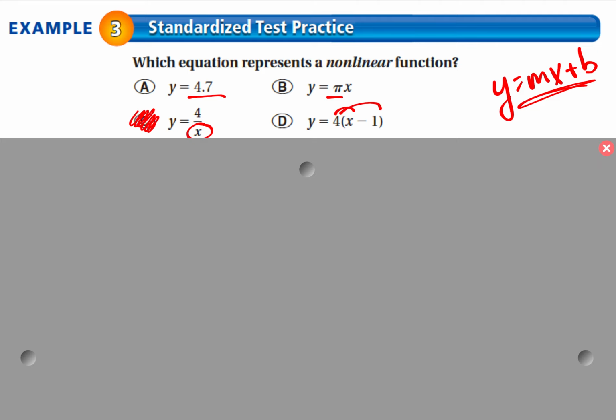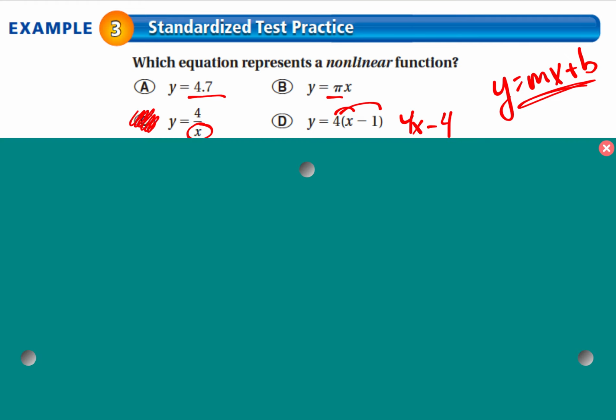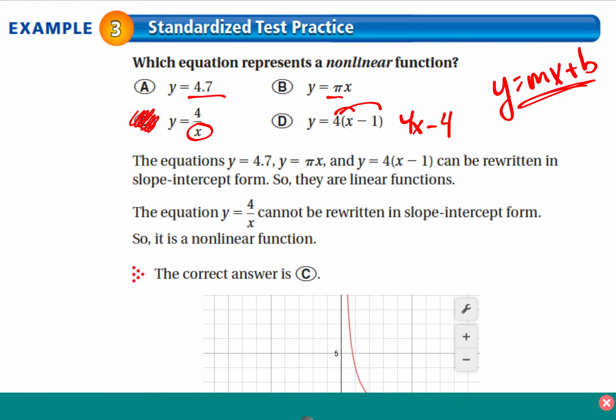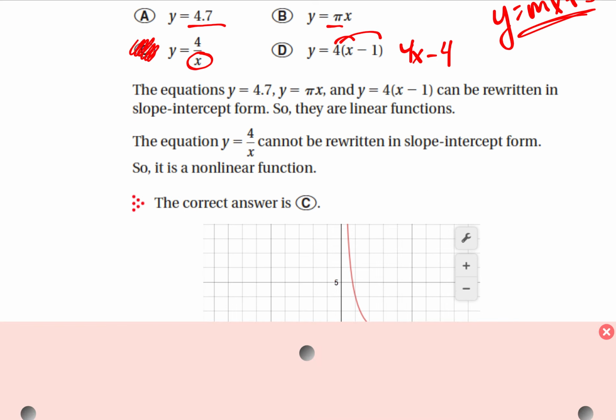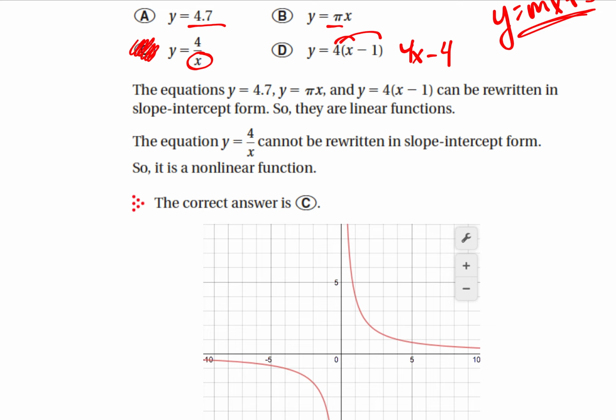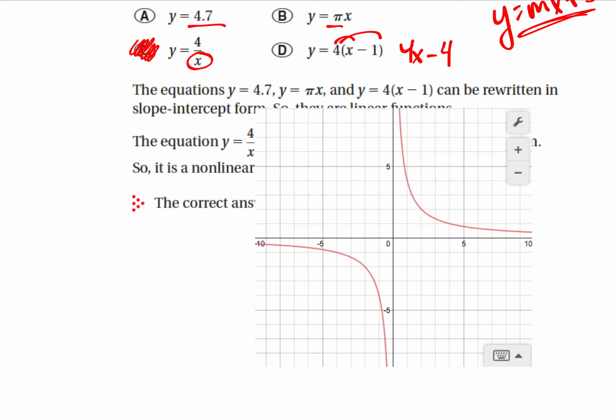This last one, if you distribute it, you'll find the slope is 4 and the intercept is negative 4, which I think is what... I've even got a graph of that. I forgot down here. The way y equals 4/x looks when you graph it is it gives you this shape called a hyperbola. But you can see from the graph there it's definitely not a straight line.